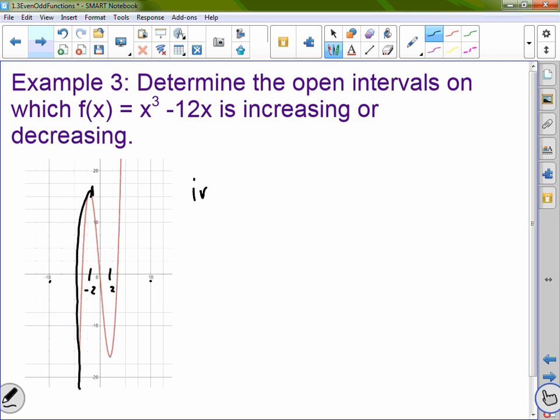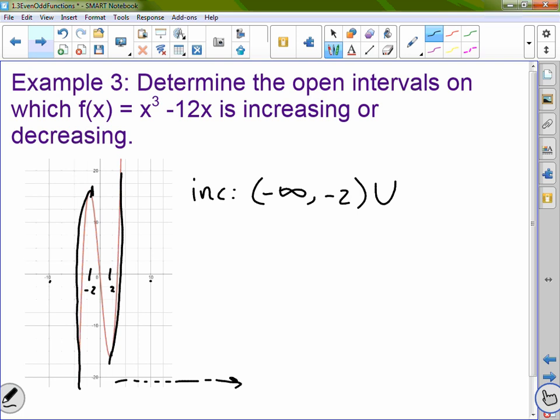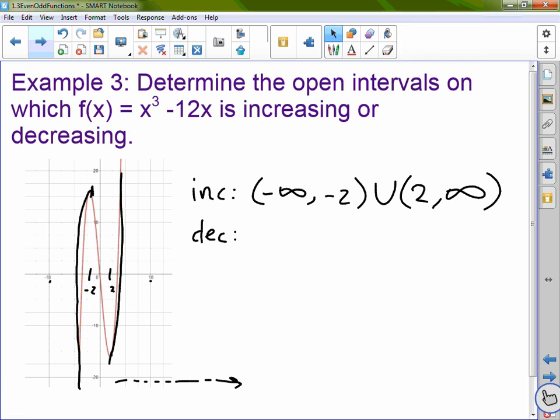So I can say it's increasing from -infinity all the way up to that x-coordinate of -2. And then it starts increasing again at 2 all the way on to infinity. So again, if I just keep tracing off to the right, I'm going to get to infinity. And then decreasing, it looks like it decreases between those two. So we can say it decreases from -2 up to 2.